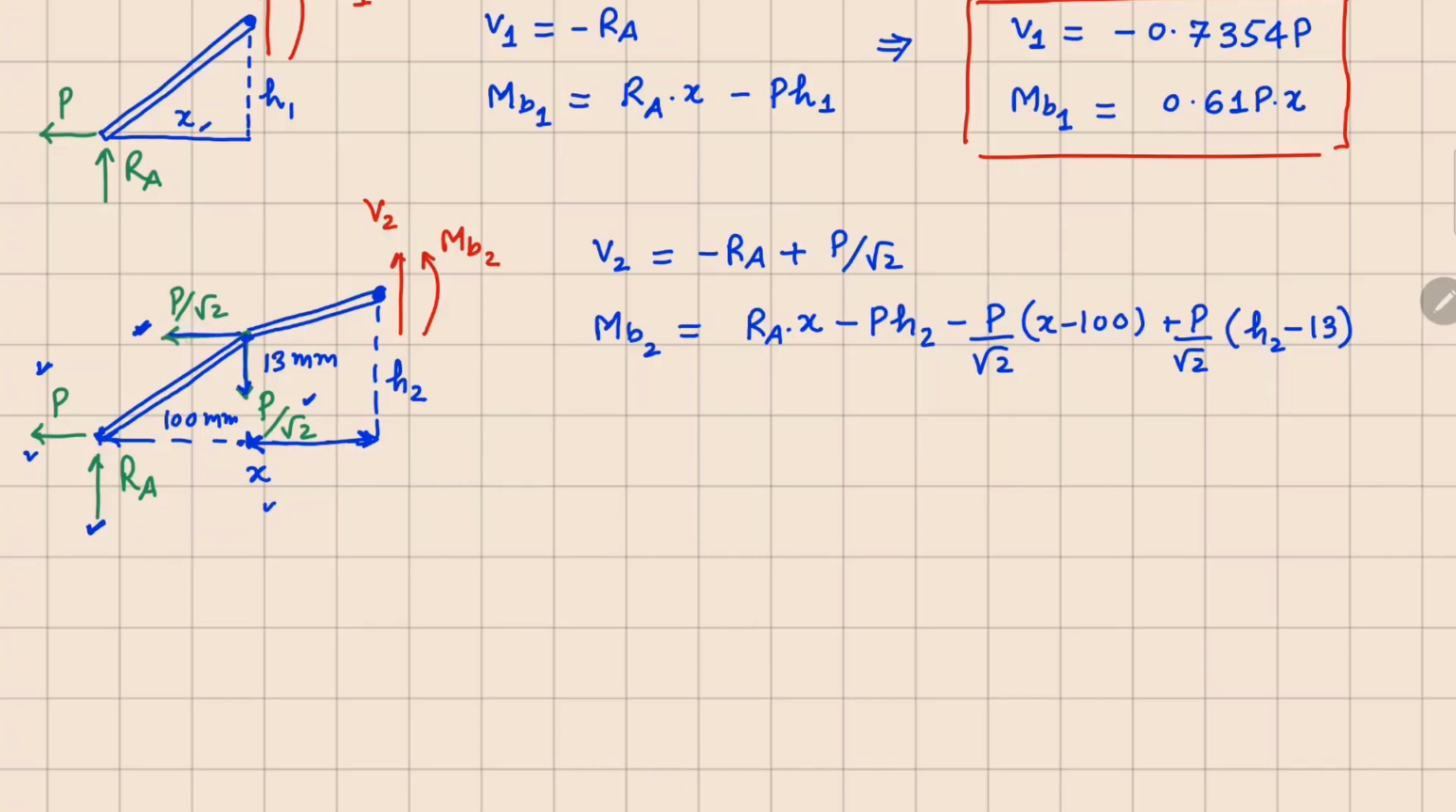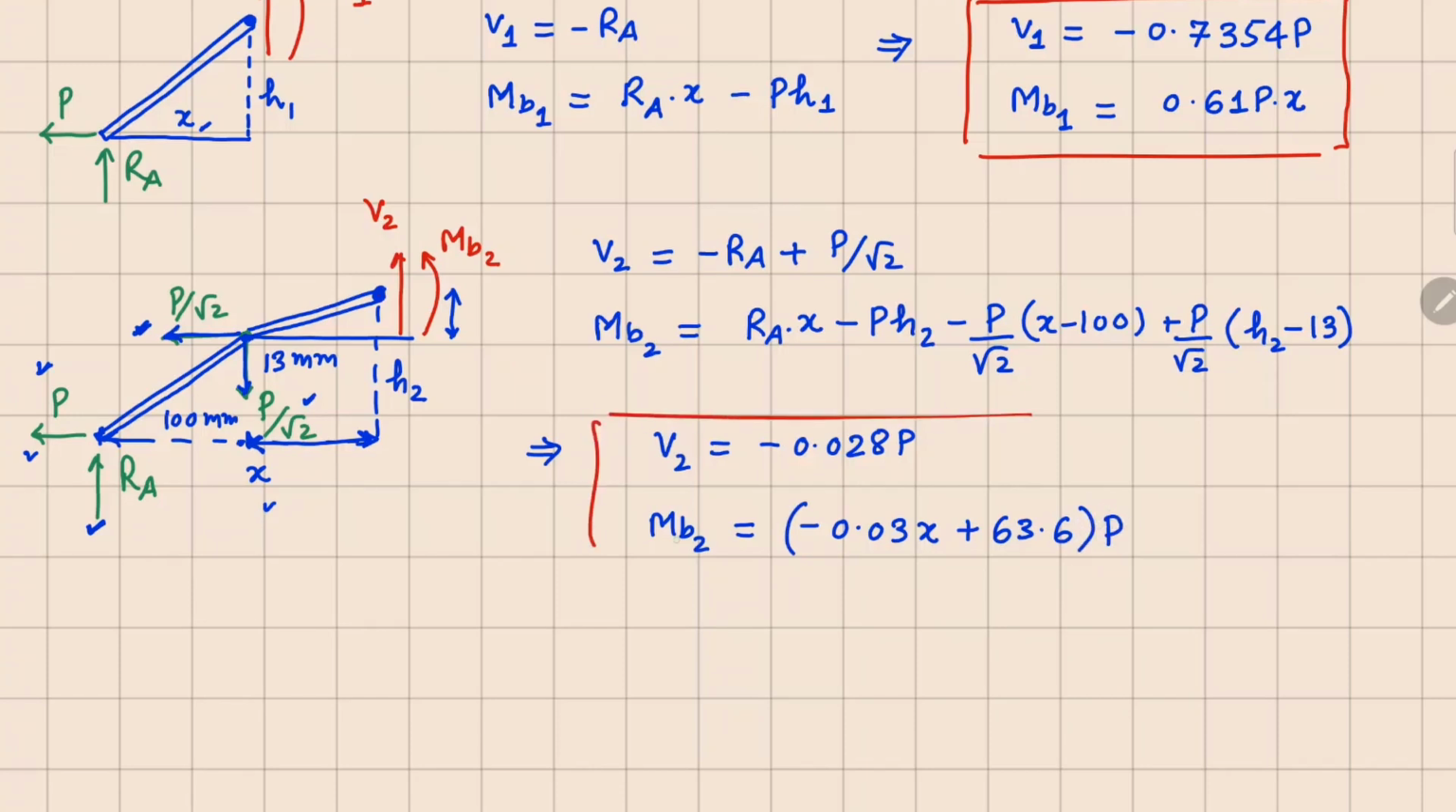So this is for this component, and the distance that we will be looking at is this right here, which is H2 minus 13. So now if I substitute these values, I get V2 equals minus 0.028 P, and your MB2 comes out as minus 0.03 X plus 63.6 times P. So this is the internal force and moment at section 2.